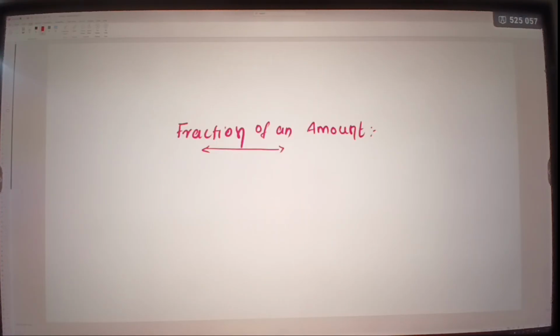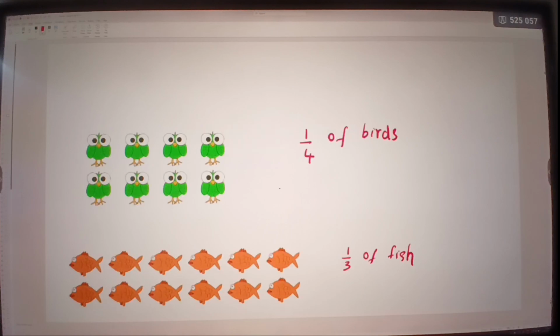So next we are going to see what is fraction of an amount. What do you mean by fraction of amount? It means from a group you are selecting this many fraction of animals or fraction of birds. From a group you are finding out the fraction, that is called fraction of amount.